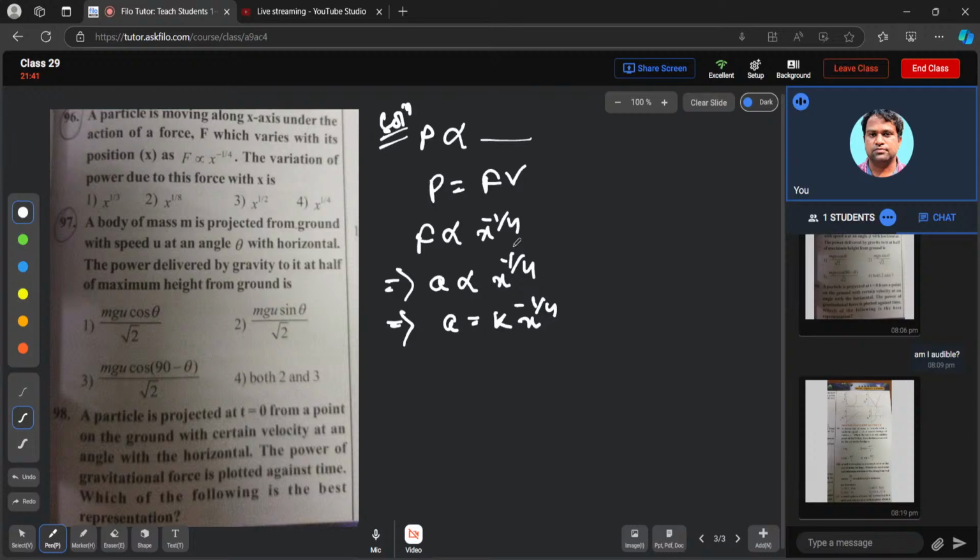Now my aim is to find something which v is proportional to. Already I know F is proportional to minus x by 4. I need something that v is proportional to x. So I got a proportional to this. So for v, what I'll do is dv by dt.